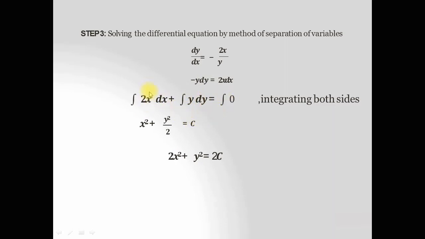The integration of x is x²/2, and the integration of y is y²/2. Now multiplying both sides by 2, we can write the solution as 2x² + y² = 2c. This is the algebraic equation of the required orthogonal trajectories.